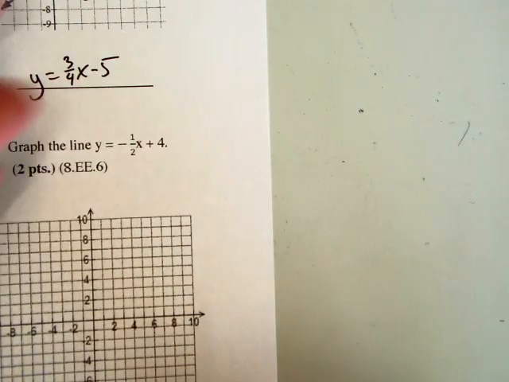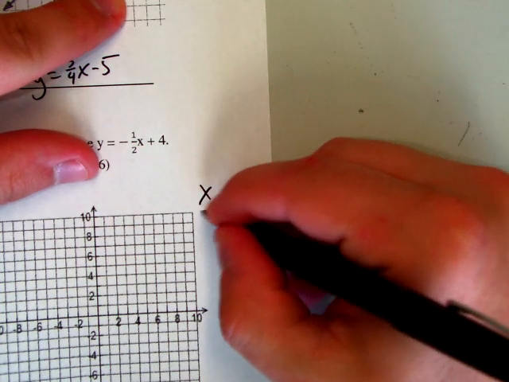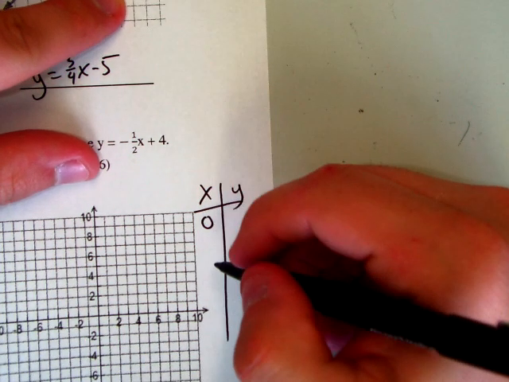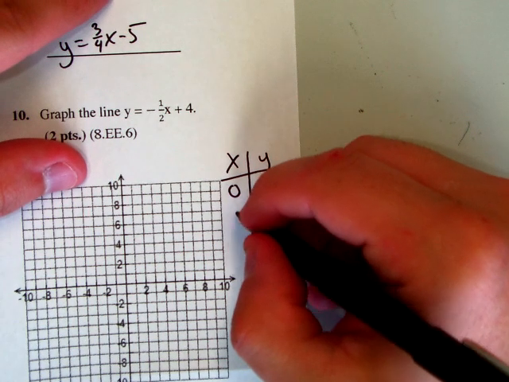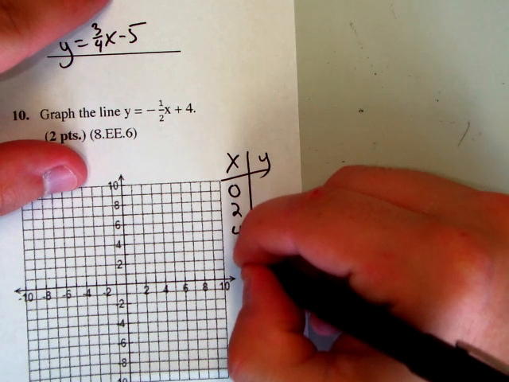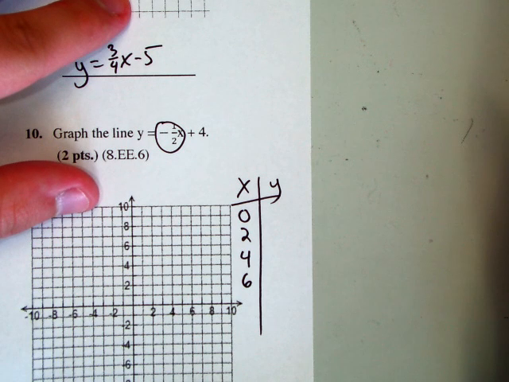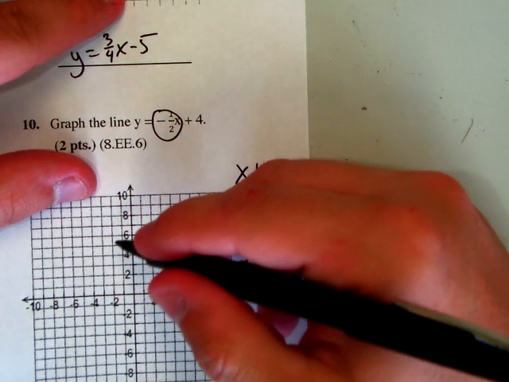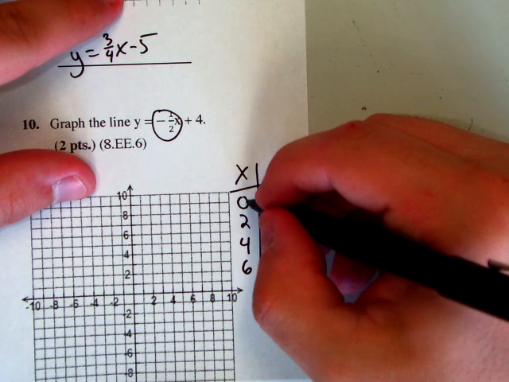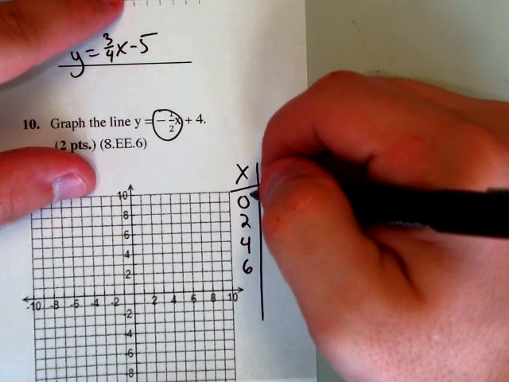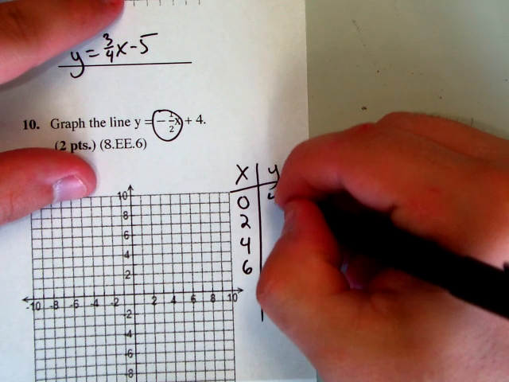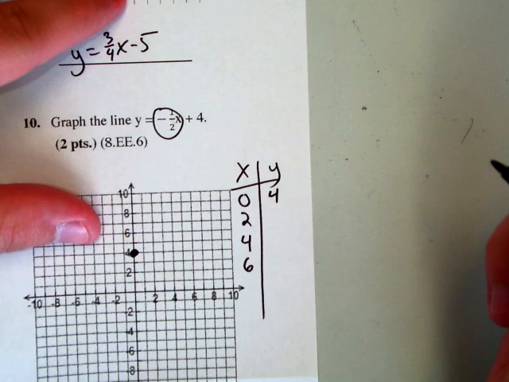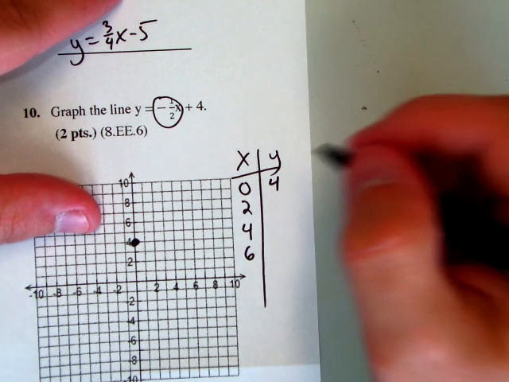Number 10, I'm going to go through the same process. The only difference here is instead of having inputs of 1, 2, and 3, I'm going to do 2, 4, and 6 because the slope is 1/2. So I want to utilize that, so I don't want any half marks between here. So if I use 0 as my input, negative 1/2 times 0 is 0, plus 4 is 4. So right now, that's the ordered pair that I have.